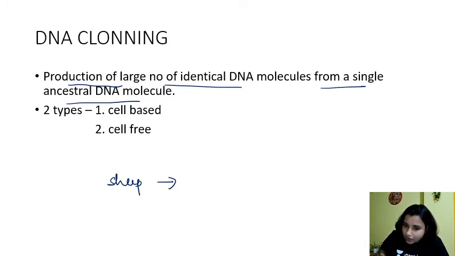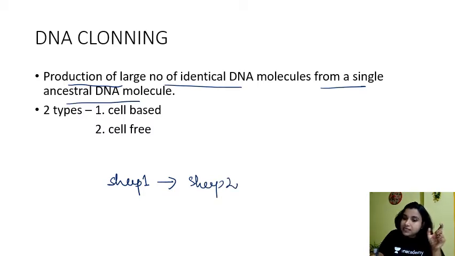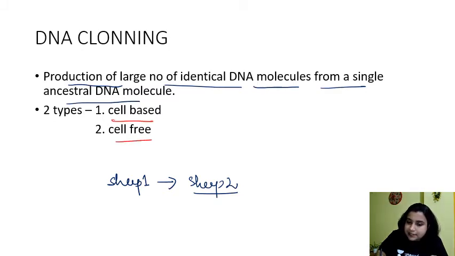Suppose this is ship 1, and I make a clone of ship 1 and get another ship which I name ship 2. Since this is cloning, ship 2 will be very much identical to ship 1. So we can say DNA cloning is basically the production of a large number of identical DNA molecules from a single ancestral DNA molecule, right? It is basically of two types, cell-based and cell-free. This cloning can be either cell-based or cell-free. We will see this.